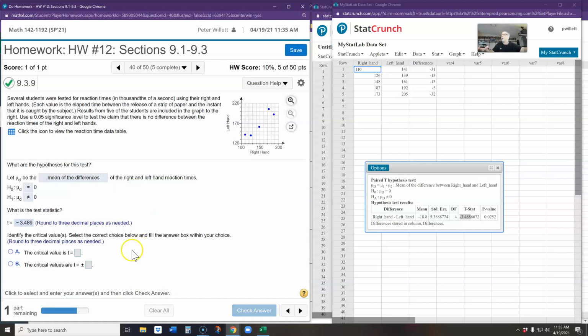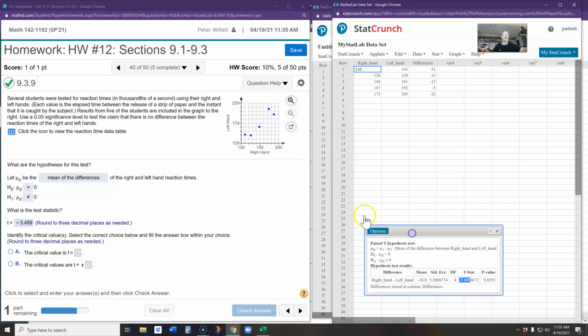Okay, so now they want the critical value. You may recall that the critical values are the alternative way of doing a problem as opposed to the p-value. Some of these problems will, after the test statistic, ask for the p-value, and if they do, it's sitting right there in the results, and that's usually the simpler, easier way to go.